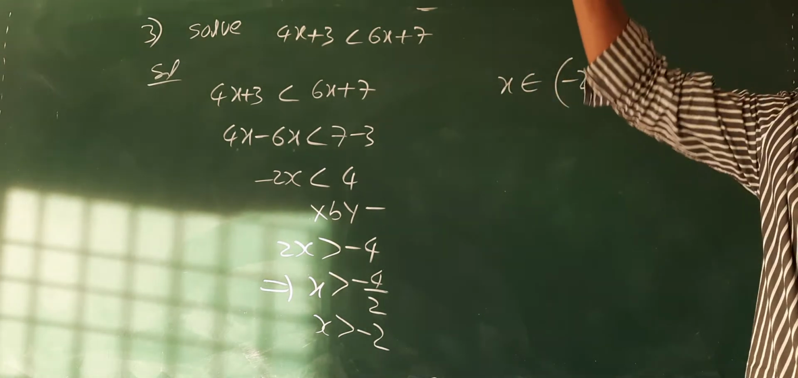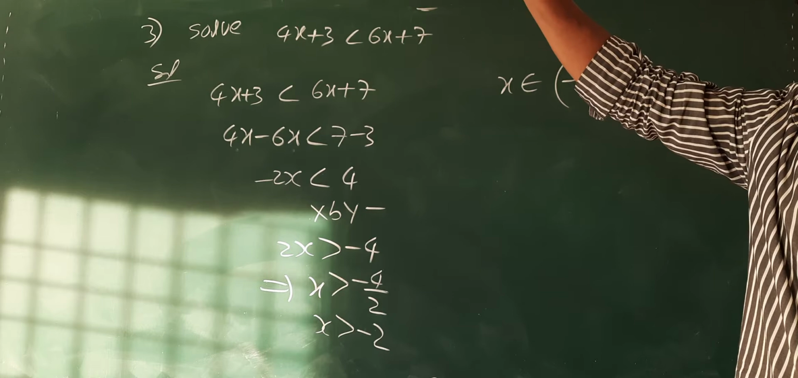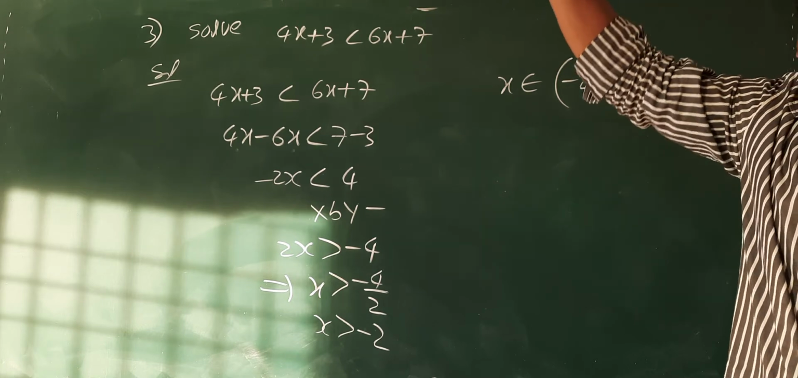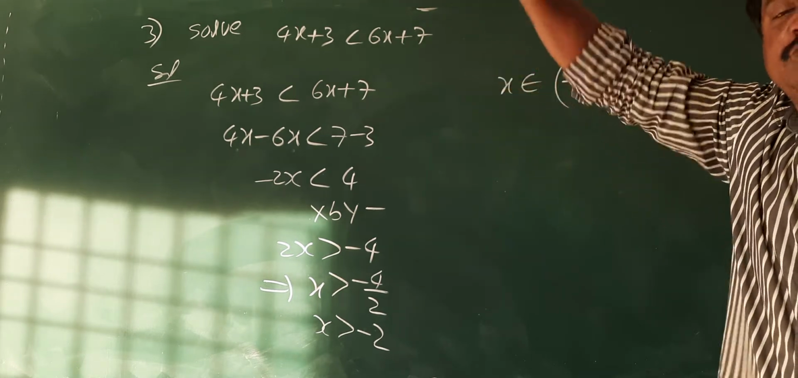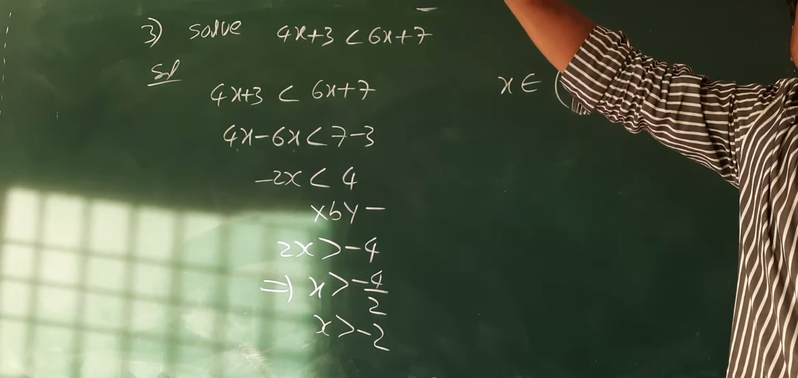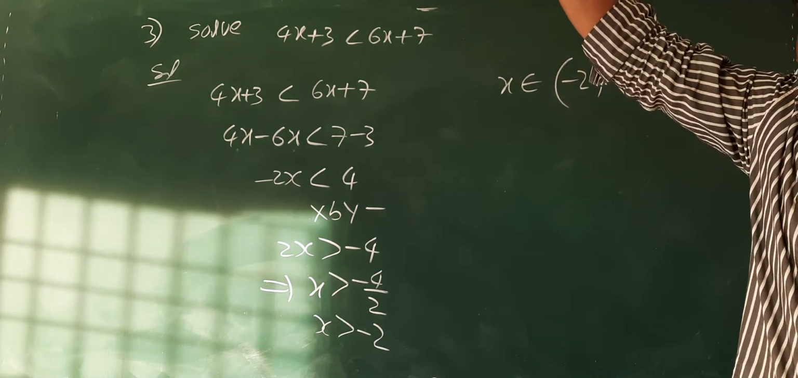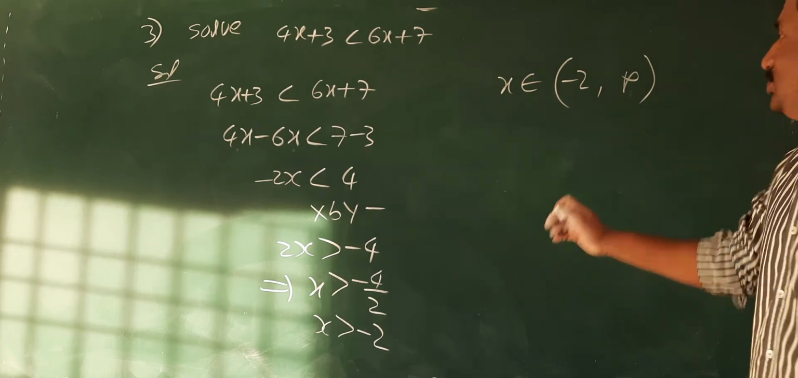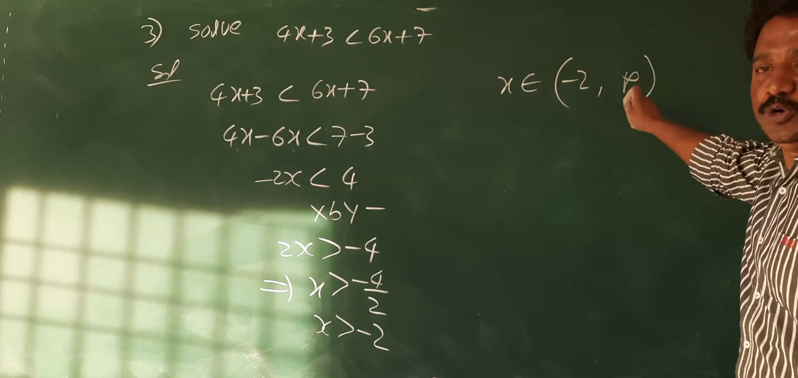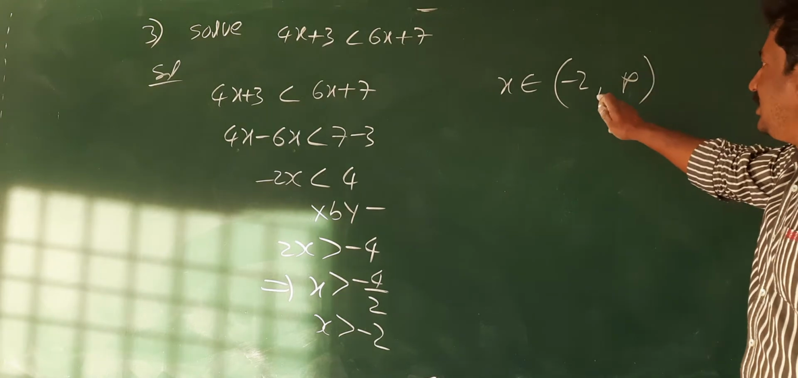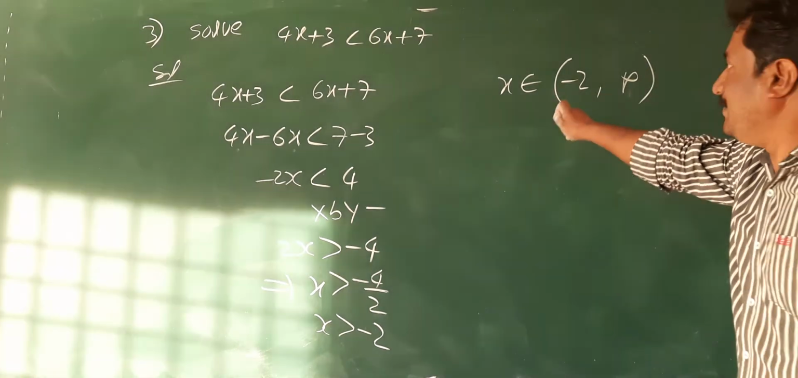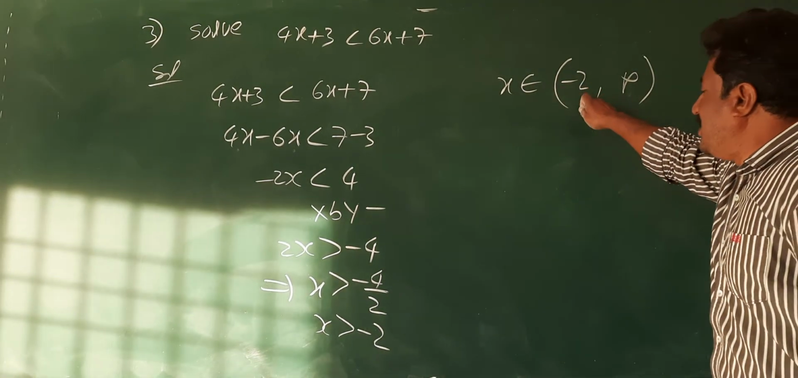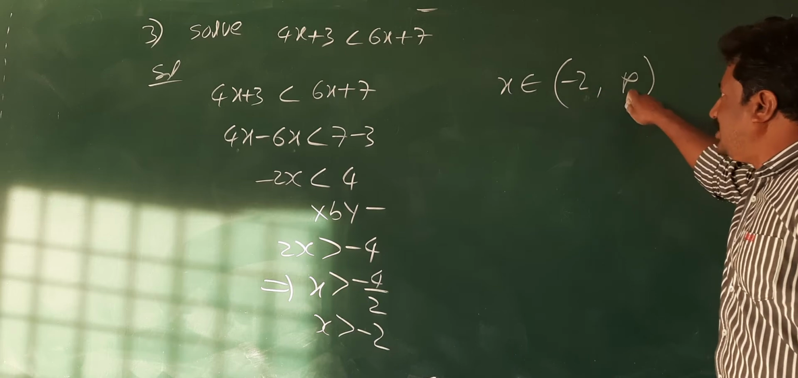Because infinity, there is no end. There is no end means closing that end is not possible. That's why whenever it is infinity, we keep it open, right? So tell me the solution set. So x belongs to the open interval -2 to infinity.